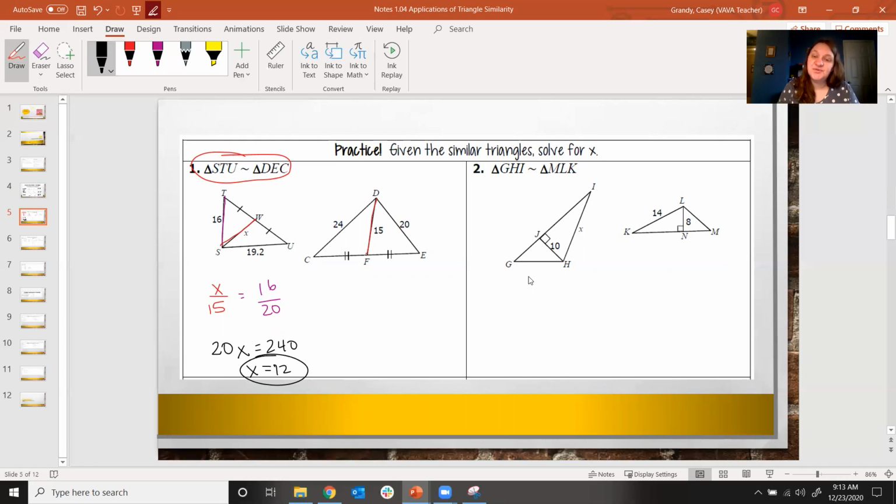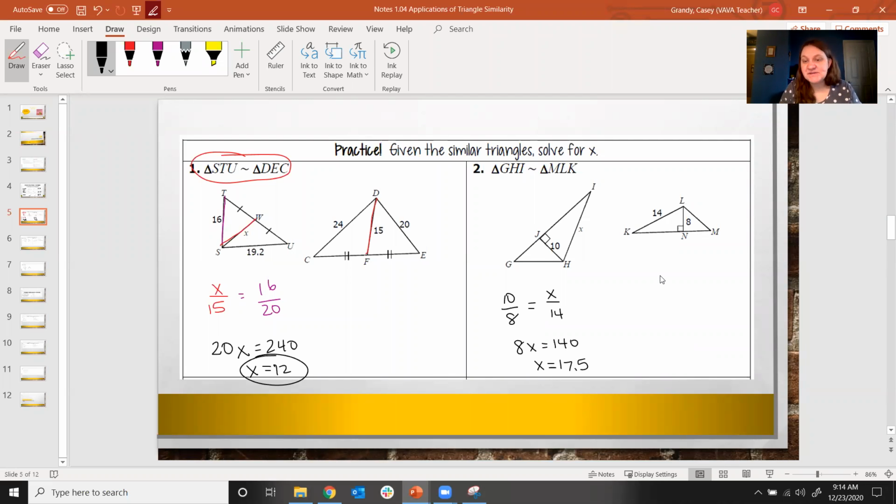Okay. In number 2, we have some altitudes, but the idea will be the same. Go ahead and try this one. Set up your proportion and solve for x. Okay, so you should have gotten 17.5.